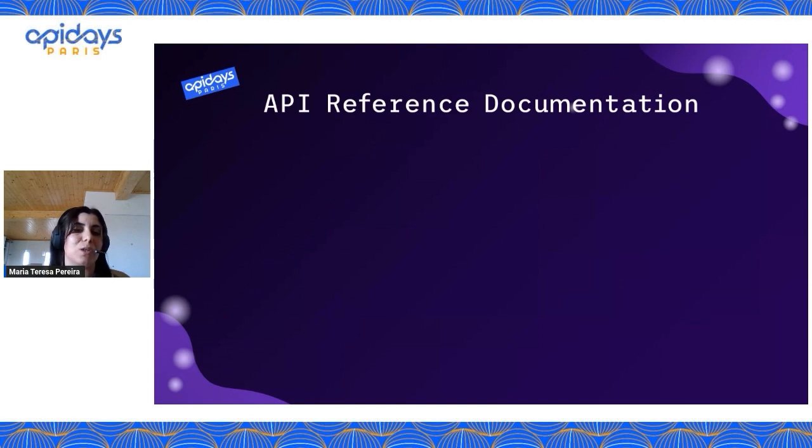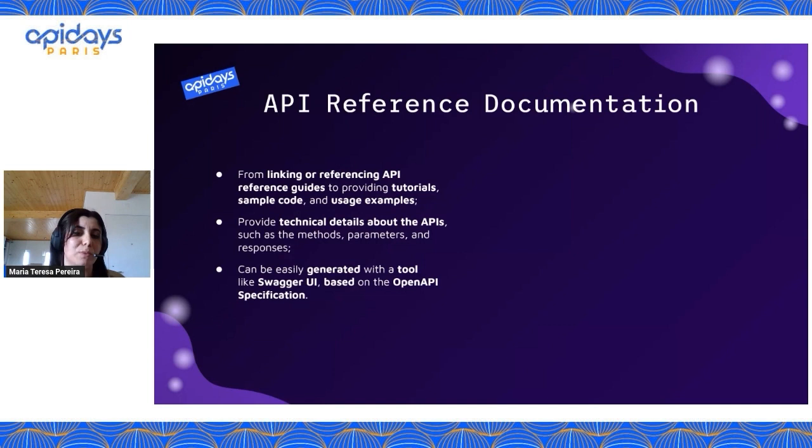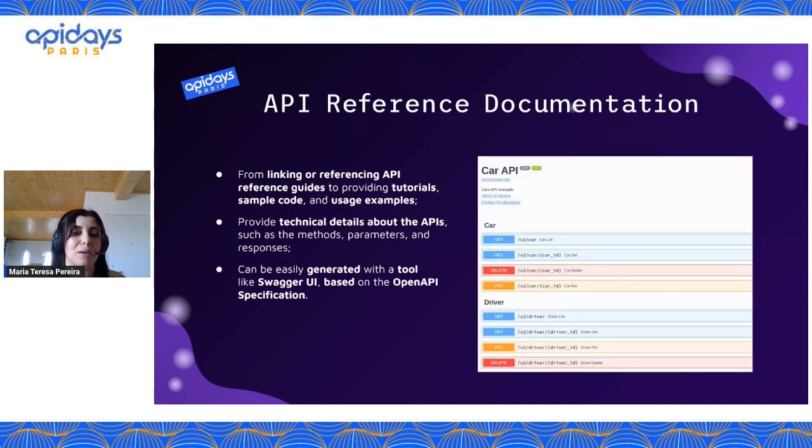An element in the context of API documentation is the API reference documentation. Basically, an API reference guide is a human-readable document that provides detailed information about the API. It provides technical details about the APIs, for example, the methods, parameters, responses, status codes, among others. Here, the public are developers, pentesters, and any consumers of your API. It can be easily generated with a tool like Swagger UI based on the OpenAPI specification.